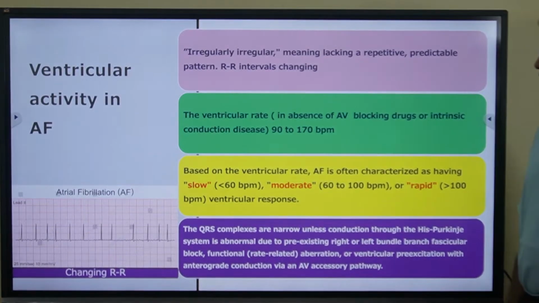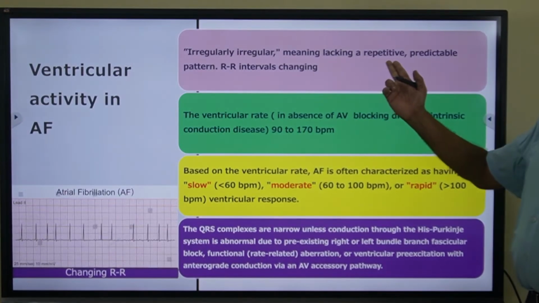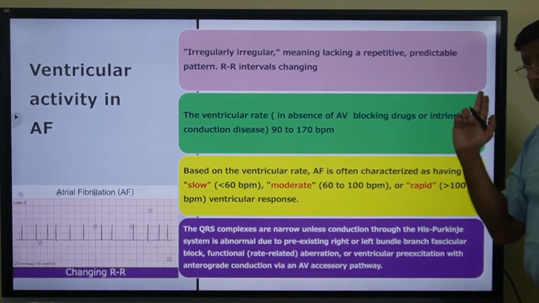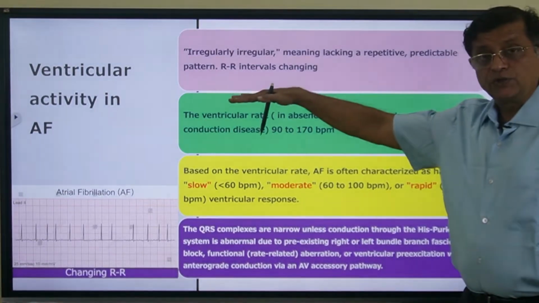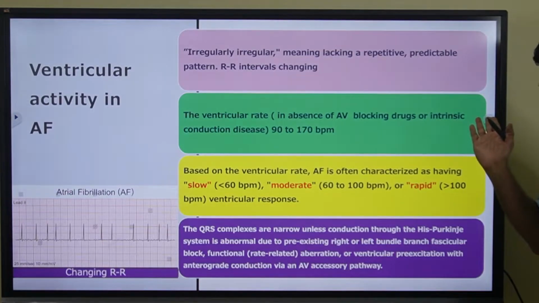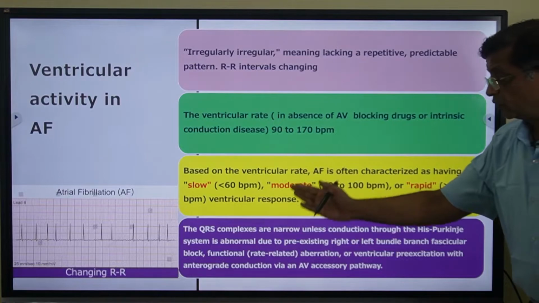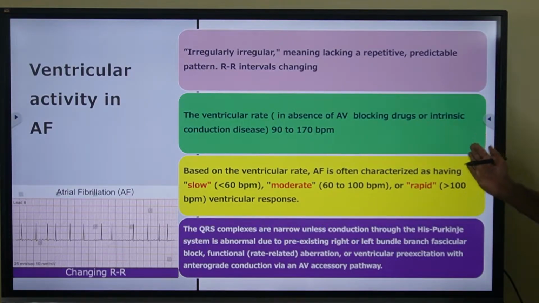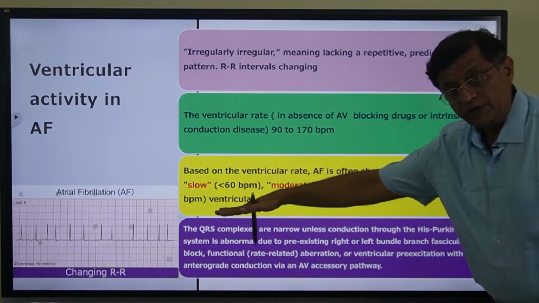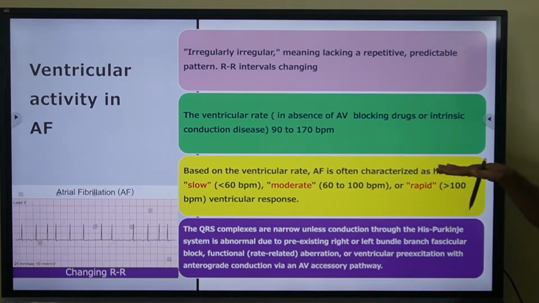Second is the ventricular activity. The typical feature is that it is irregular, meaning lacking a repetitive, predictable pattern. The RR intervals are continuously changing. The ventricular rate in the absence of AV blocking drugs is usually between 90 and 170. In fact, as per the ventricular rate, AF is categorized as AF with a slow ventricular rate, less than 60, AF with a moderate ventricular rate, 60 to 100, and AF with a fast or rapid ventricular rate, when the ventricular rate is more than 100.